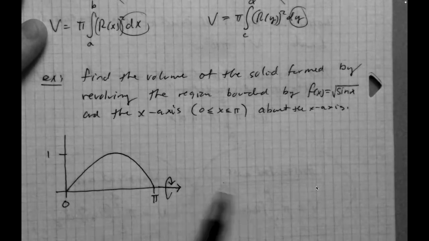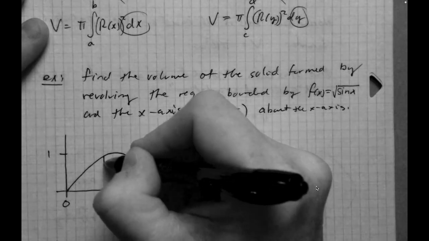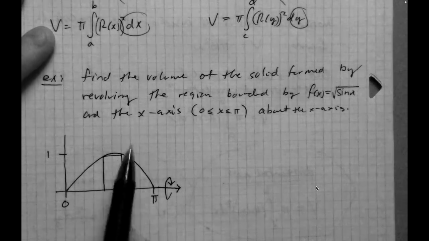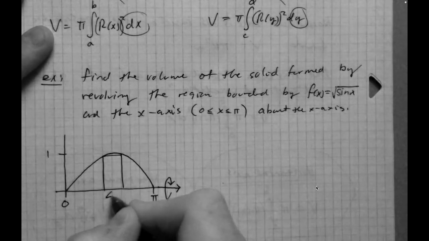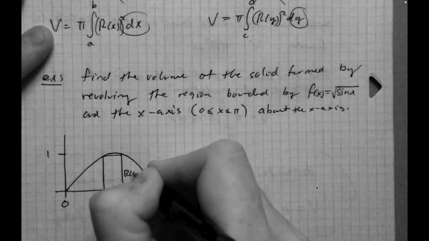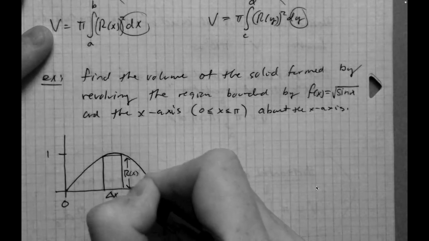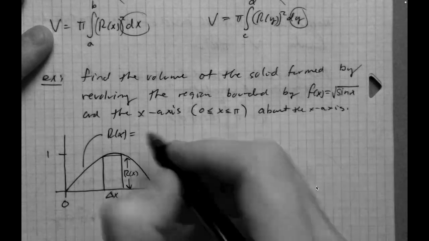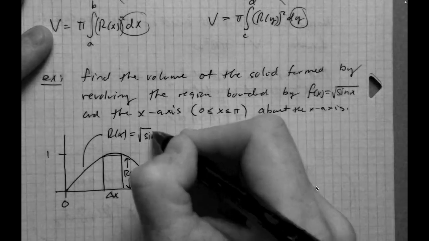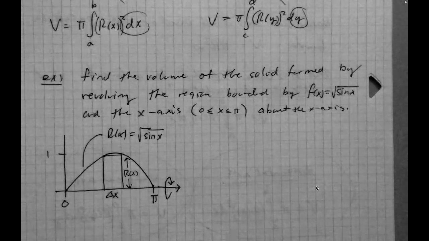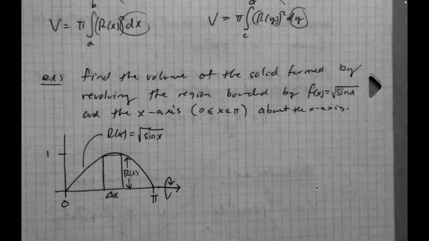And if that's the case, and we're using the disk method, then our representative rectangles will be based off of the axis of revolution, perpendicular to that. So we'll have a delta x, and the height here is going to be r of x. And of course r of x is just going to be the square root of sine of x. So we've got all the pieces there, and we can set up this integral and calculate it.